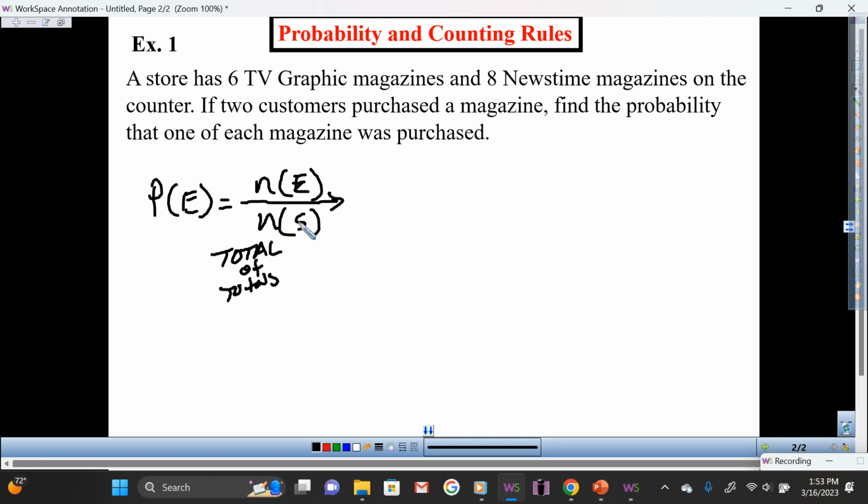So remember, the bottom is always the total number of outcomes. Okay. So, what are they asking us for? The probability that 2 customers purchase a magazine, that one of each magazine was purchased. So let's write, I'm going to write it right here. P of, what kind of magazines do we have? Very good. I'm just going to write TV and news time, NT. Okay.